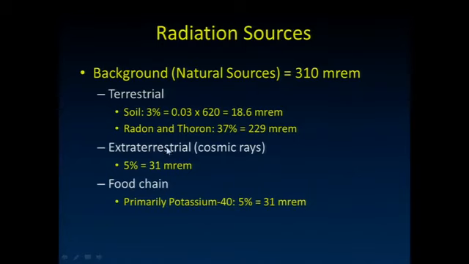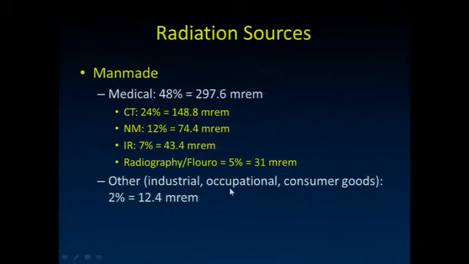There's some extraterrestrial component, right? 5% of it comes from extraterrestrial. 5% or so comes from the food chain, potassium. So anybody who eats bananas, you're exposing yourself to some potassium-40 there.